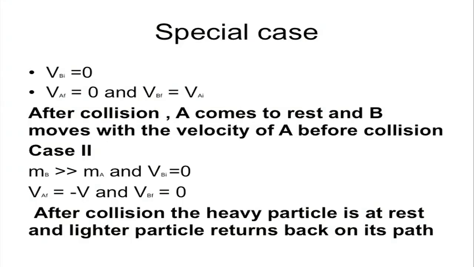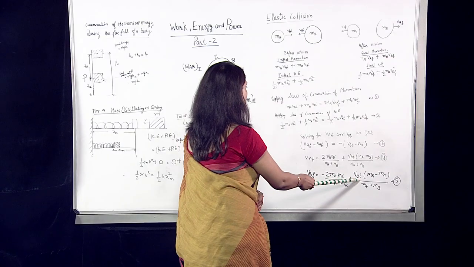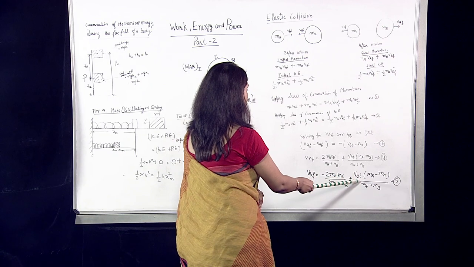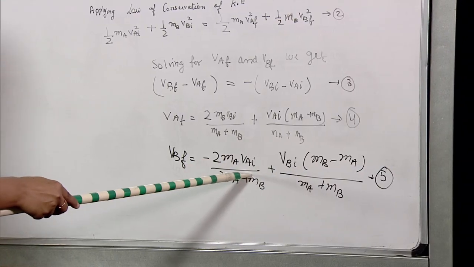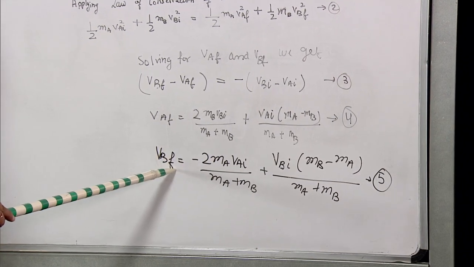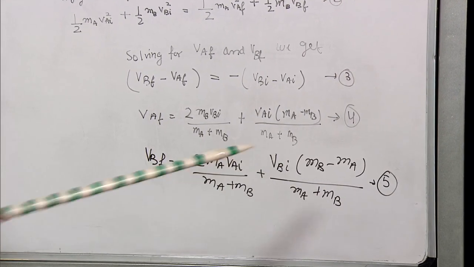Let's consider the special case when the ball of mass MB is at rest, that is VBI is equal to 0. Then what happens when we substitute VBI equal to 0 in this equation? This term becomes 0. And from this equation, the masses cancel out, and we have VBF equal to VAI.